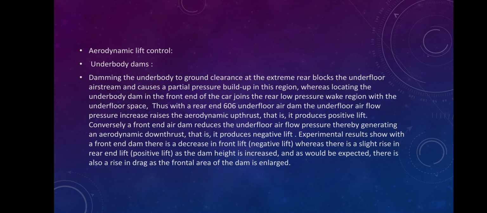Aerodynamic lift control. Underbody dams. Damming the underbody to ground clearance at the extreme rear blocks the underfloor airstream and causes a partial pressure buildup in this region. Whereas locating the underbody dam in the front end of the car, the rear low pressure wake region is linked with the underfloor space. Thus, with the rear underfloor air dam, the underfloor airflow pressure increase raises the aerodynamic upthrust, that is, it produces positive lift.